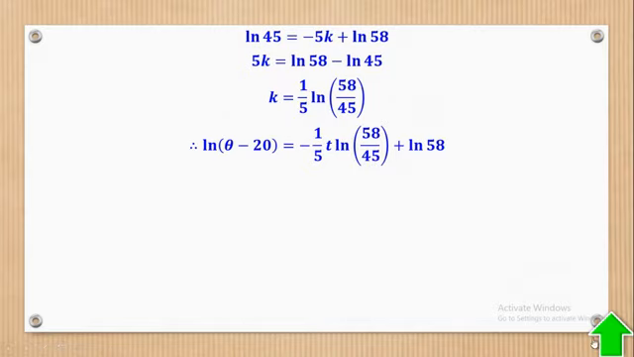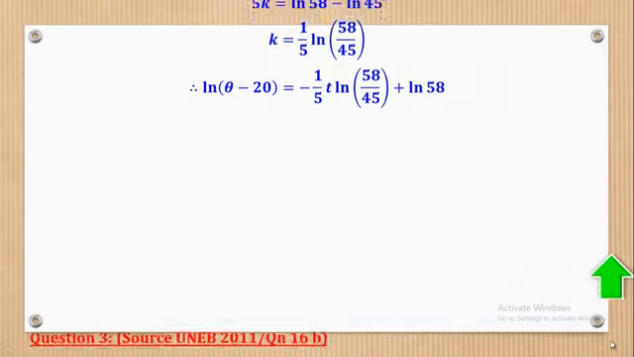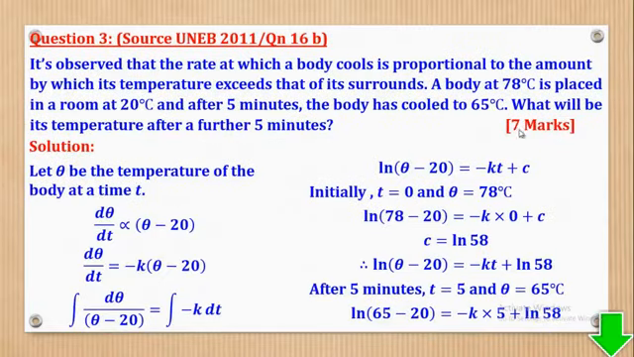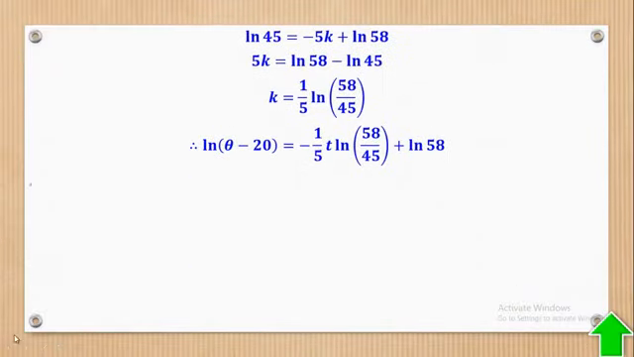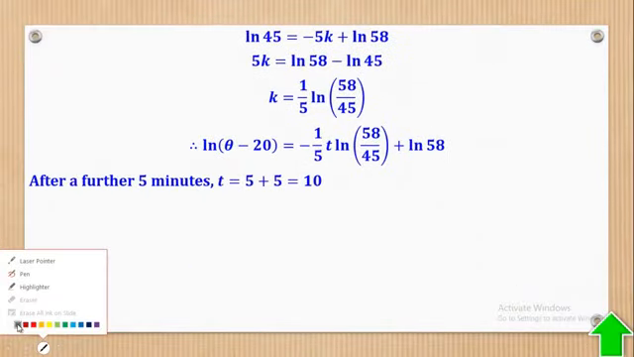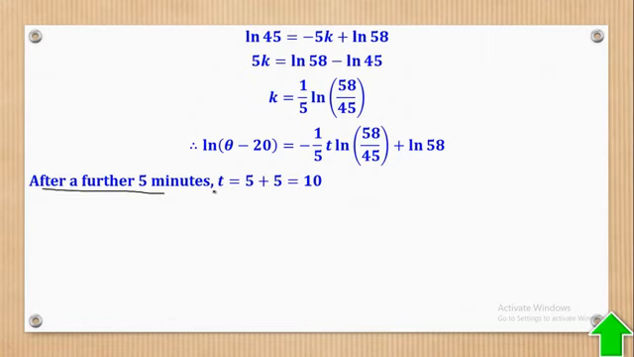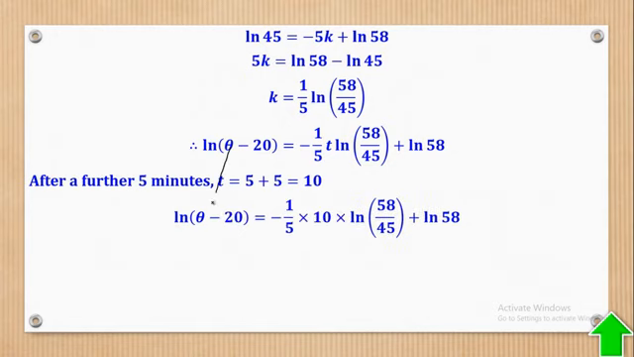So in that equation, I can answer the question. The question said, what will be the temperature after a further 5 minutes? So further means that 5 plus 5 gives you 10, so after 10 minutes. So after a further 5 minutes, t is equal to 5 plus 5, which is 10. Therefore, I substitute for t and remain with only theta as the unknown. Therefore, my aim is to make theta the subject.